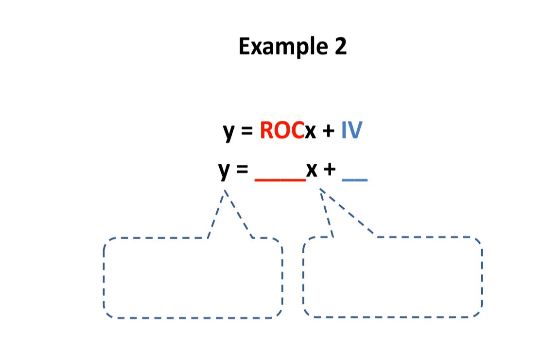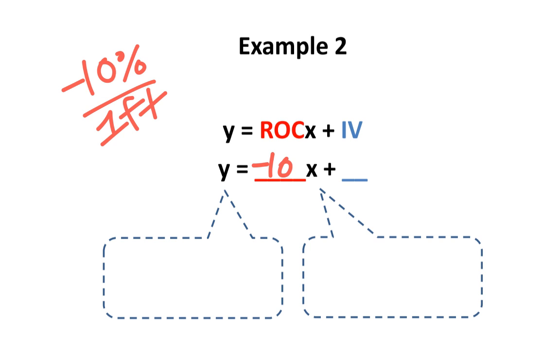The information in the table can also be represented with an equation, y equals rate of change multiplied by x plus initial value. We just determined the rate of change to be a decrease of 10% for every 1 foot. However, negative 10 over 1 is the same thing as negative 10 divided by 1, which is the same thing as negative 10. Therefore, the rate of change can simplify to just negative 10.